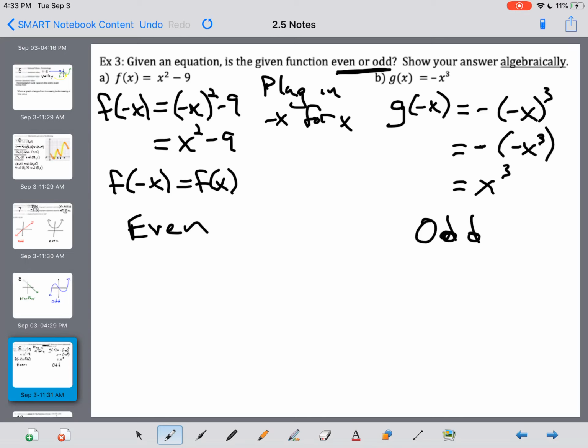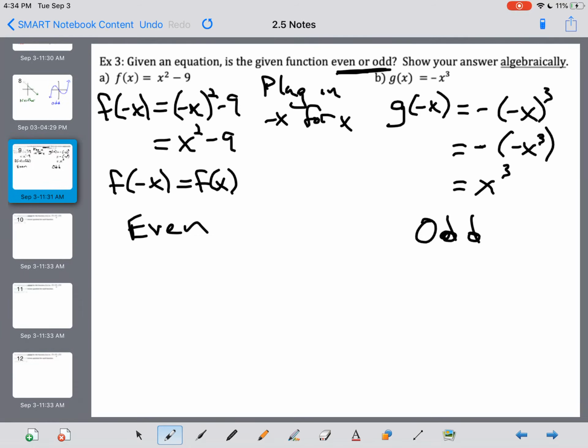Now something that usually creeps up as a question, or maybe a misunderstanding. If I have multiple terms, every single term would have to have the opposite sign for it to be odd. For even, every single term would have to have the same sign. But for it to be an odd function, when I plug in negative x, every single term in that function would have to have the opposite sign of what we started with, all right?